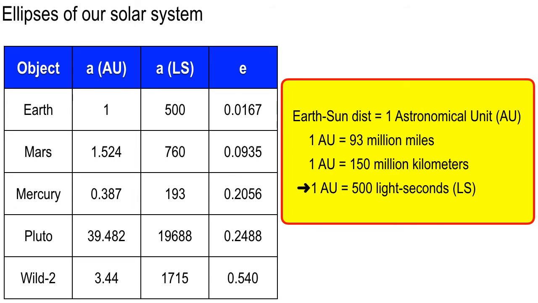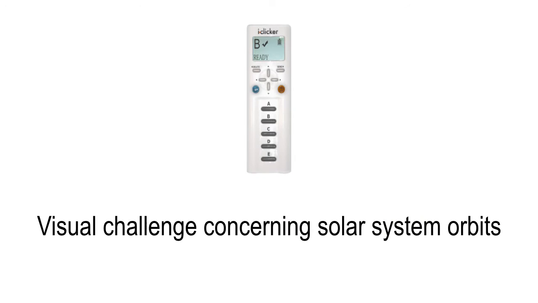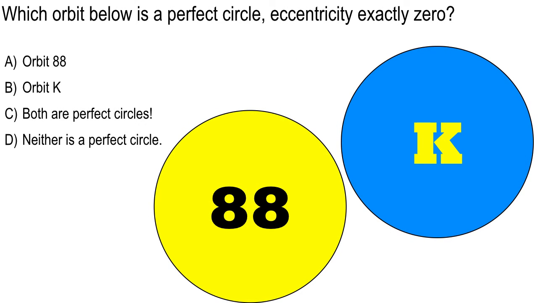to get you thinking about this particular solar system and the precise shape of the solar system, I have a visual challenge question for you on iClicker right now. Okay, so turn your clicker on, and let me start the question here. Here it is. Which orbit below, frequency AA? And if this is the first time you're using your iClicker, hold the power button down until you get the flashing square, and then hit the letter A twice, and you'll be on board. Which one is a perfect circle?